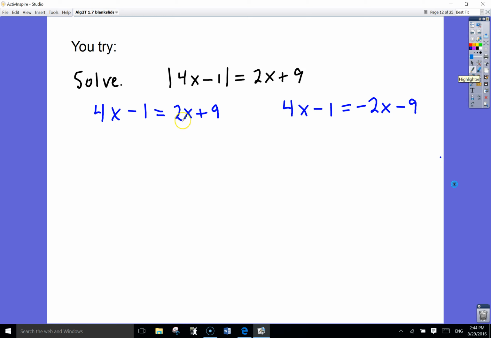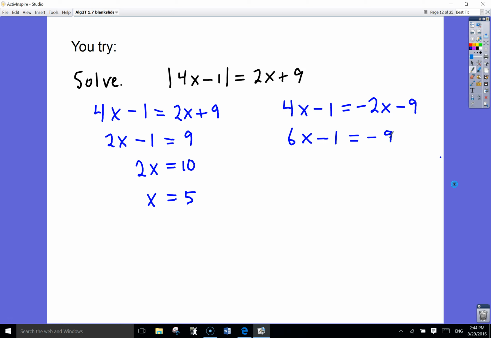Okay, now we can solve. Subtract 2x from both sides. 2x minus 1 equals 9. Add 1. And divide by 2. Okay, so add 2x to both sides. Subtract or add 1 to both sides. Divide by 6.